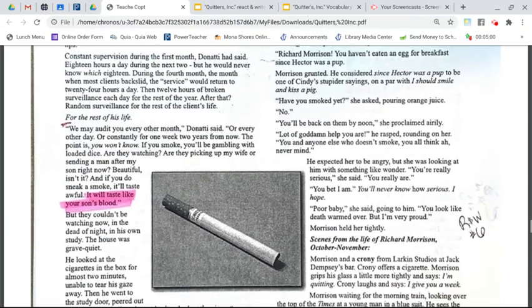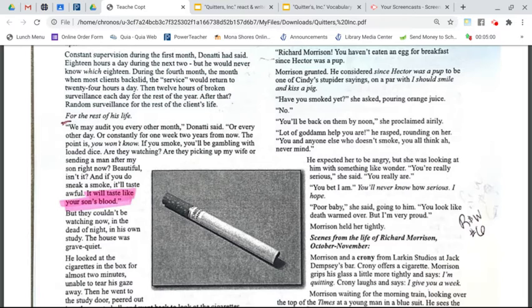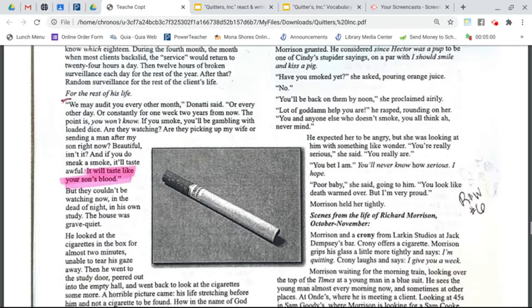"We may audit you every other month," Donati said, "or every other day, or constantly for 1 week, 2 years from now. The point is, you won't know. If you smoke, you'll be gambling with loaded dice. Are you watching? Are they picking up my wife or sending a man after my son right now? Beautiful, isn't it? And if you do sneak a smoke, it'll taste awful. It will taste like your son's blood."